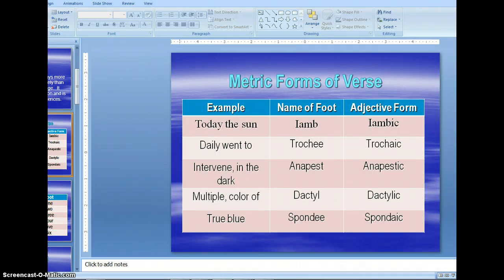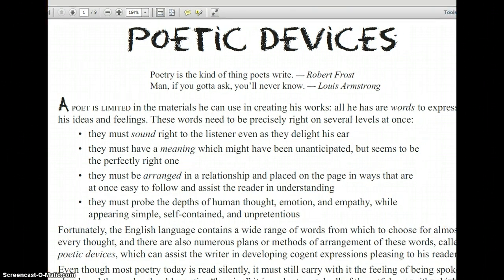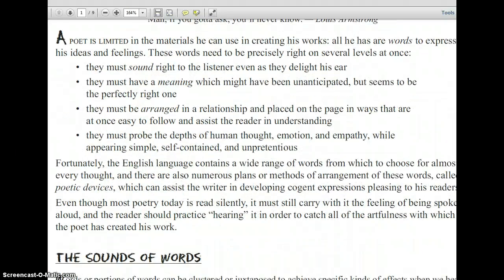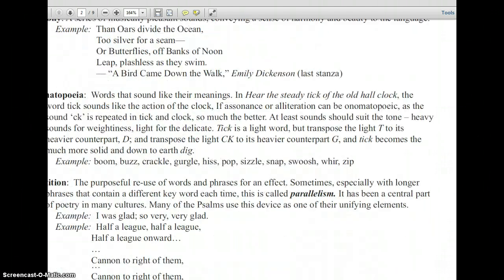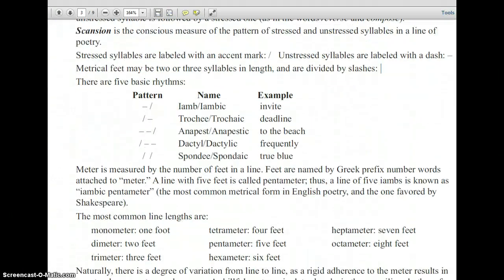The next thing I want you to look at is this page called Poetic Devices. Go ahead and go through these notes. It talks about how to look at a poem. It talks about, right here, the sounds of words. This is very important to poetry, what it sounds like. The next part, sorry, I know you can't see all of it. There's practice here about scansion and how to scan things.